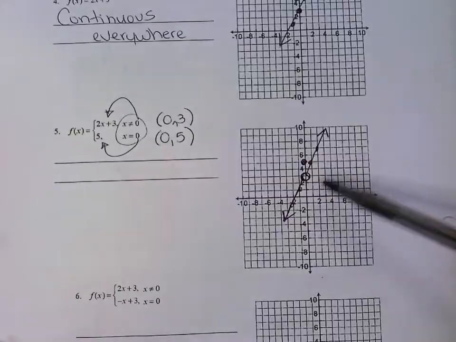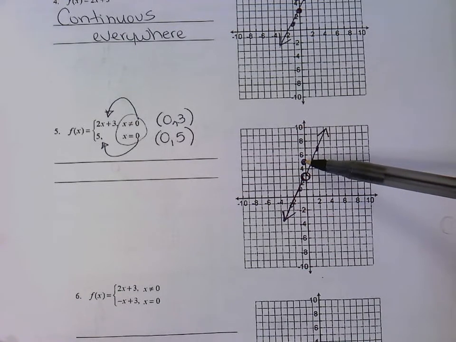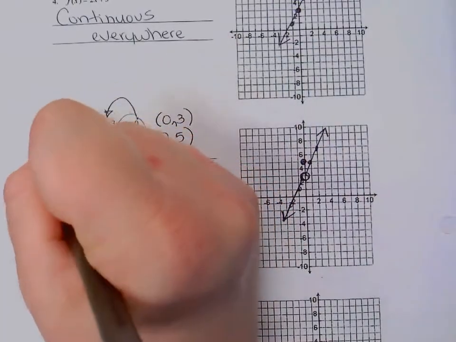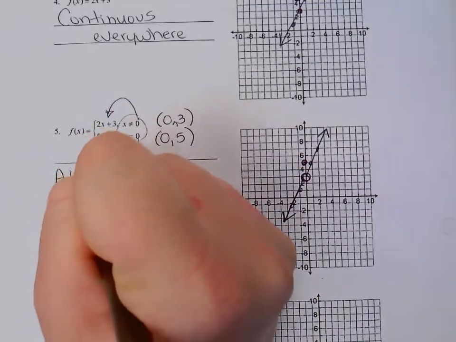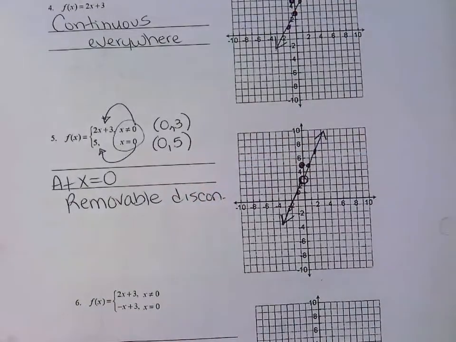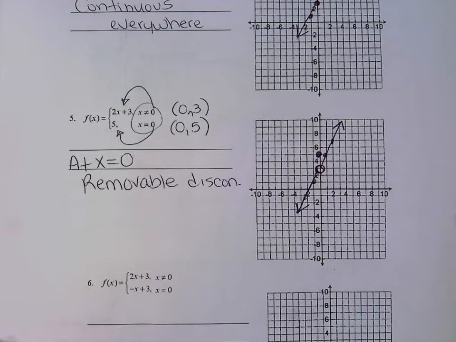So would you consider this to be removable or non-removable? Can you do one thing to make it continuous, or will that one thing still have a break in the graph? What do you think? What would you call this one? Yeah, I would call this one removable. If I just redefine that one point to fill that hole in, I've got a continuous function. So I would say at x equals 0, we've got a removable discontinuity. So just using some math vocabulary to talk about a function or a break in the graph. So that one was removable.